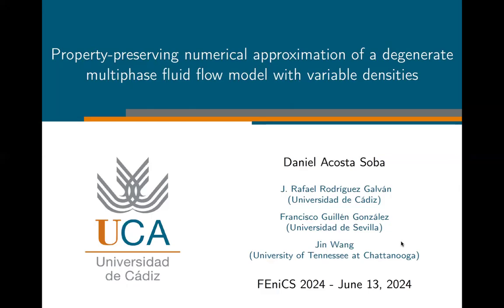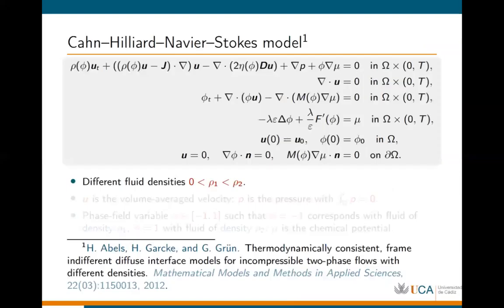I'm Daniel, and I'm going to present work on property preserving numerical approximation of a degenerate multiphase fluid flow model with variable densities. This talk is related to the previous two talks. The idea now is to use the previous ideas that Rafa has just presented and apply them to a much more complex model, which is the Cahn-Hilliard-Navier-Stokes model. This is a model of the interaction between two immiscible fluids with different densities.